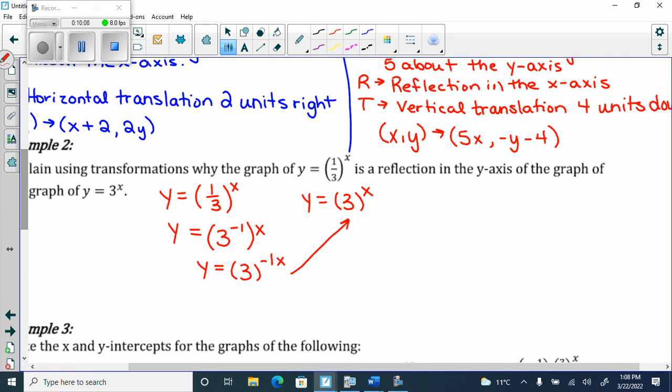And now we can actually compare them. They both are base 3. The only difference is this has a -x and that one does not. Correct? So what does this mean? There's a reflection in the y-axis. Yep, you could change the 3 to a third by making it to the -1, and then you compare a third and a third. The bases just have to be the same. Whichever route you go, doesn't matter.